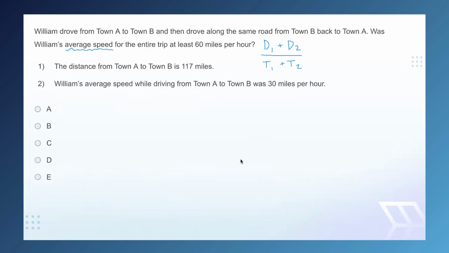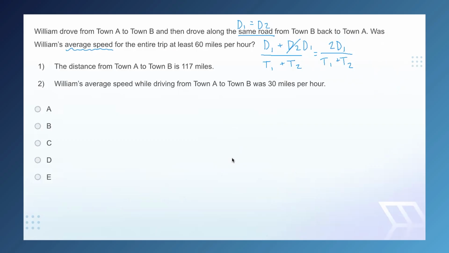All right, digging into our question stem, William drove from town A to town B and then drove along the same road from town B back to town A. Okay, pause here. Since William drove the same route on each leg of the trip, we know that D1 is going to be equal to D2. That's nice. I'm going to go ahead and rewrite my expression accordingly, subbing in D1 for D2, which allows me to rewrite my expression as 2D1 over T1 plus T2.